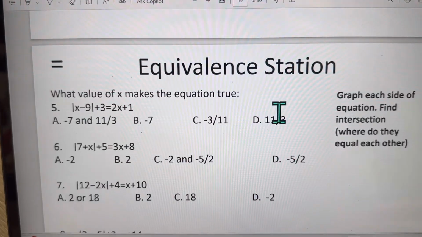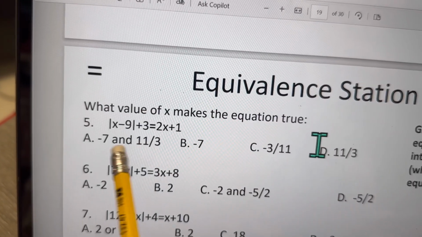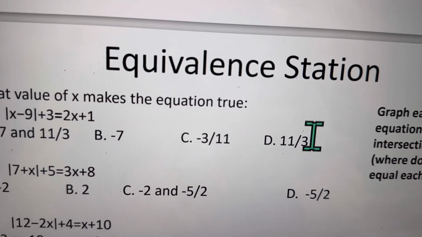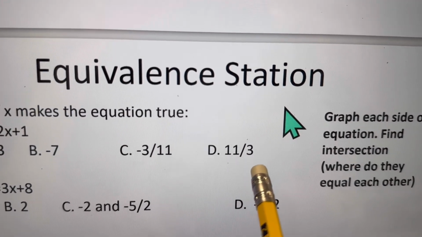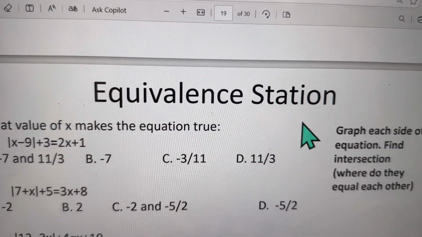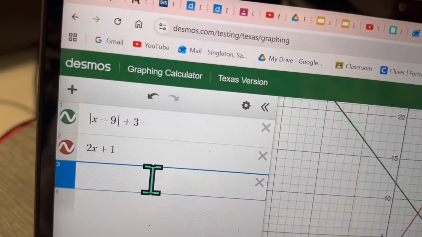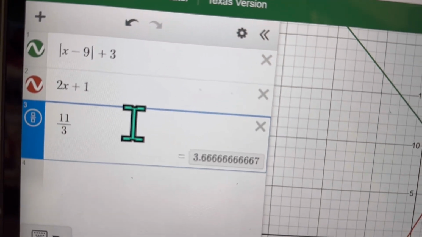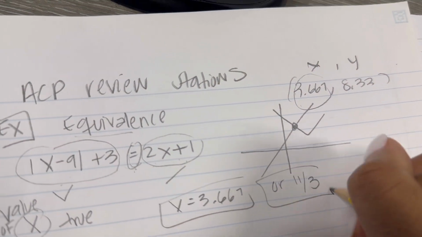Now let's look at our choices here. That's not on here, right? So which one of these fractions is 3.667? Well, 11 divided by 3 is about 3 point something. Double check it as well. Put in your calculator, 11 divided by 3. Make sure you double check. There you go. 11 over 3 is your answer, okay?